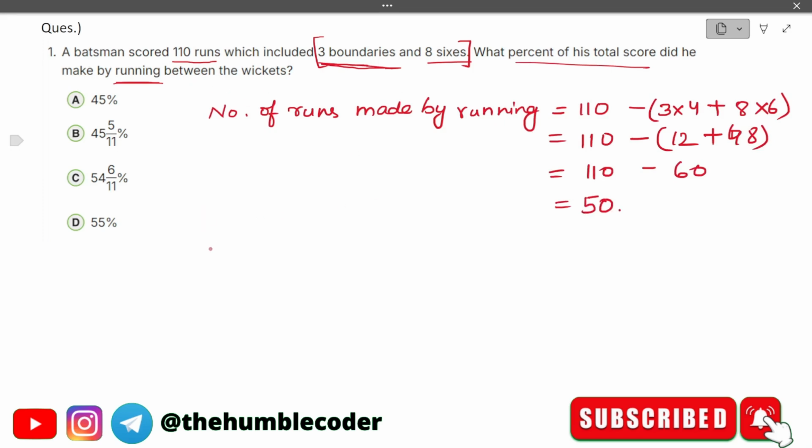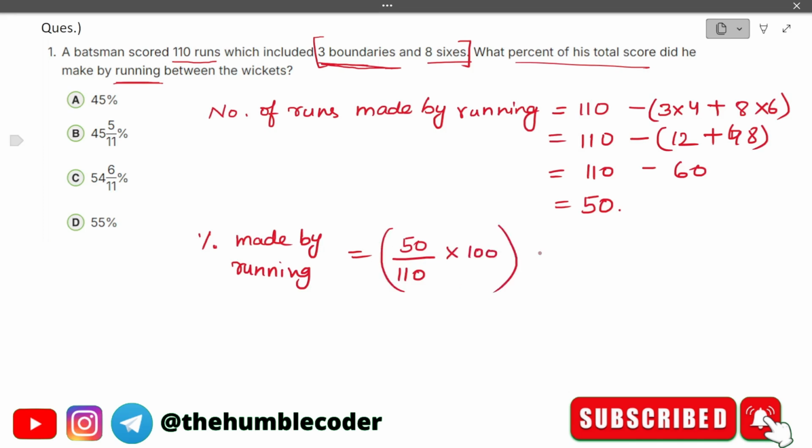Now we need to find the percentage. Percentage made by running will be 50 upon the total score. We know how we calculate percentages: the number of runs made by running over the total score, multiplied by 100. This will give us the percentage value. Let's solve this one. We are going to get 500 by 11.